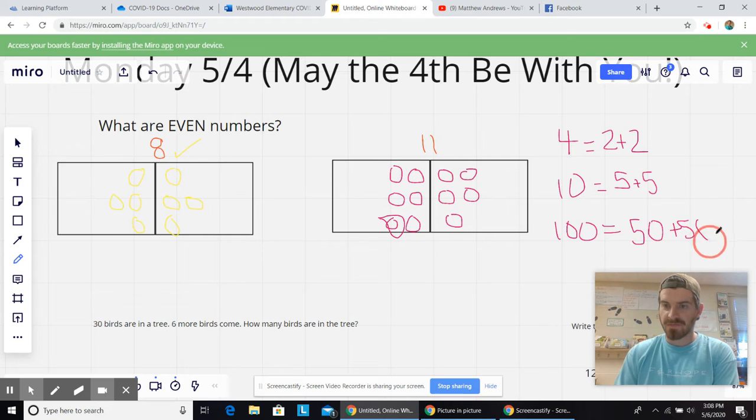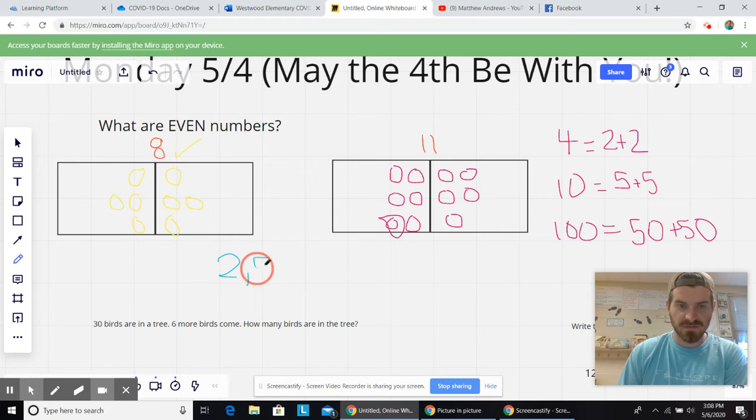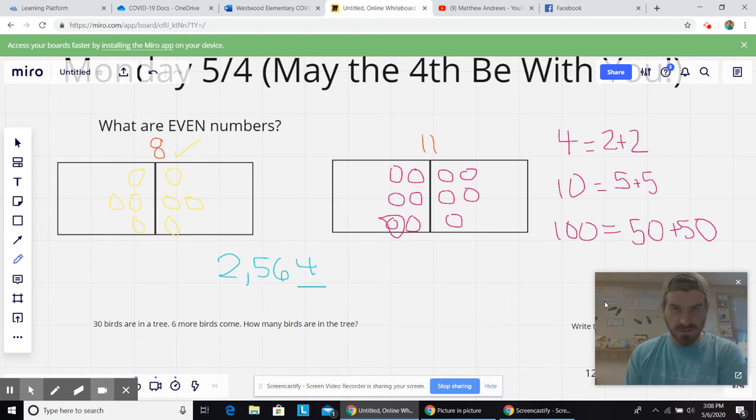Now, all that the kids really need to know to figure out if a number, no matter how big, is even or odd, is you look at the ones place. So I'm going to write a really big number. Let's write 2,564. Now, this is the ones place. Always has been, always will be.